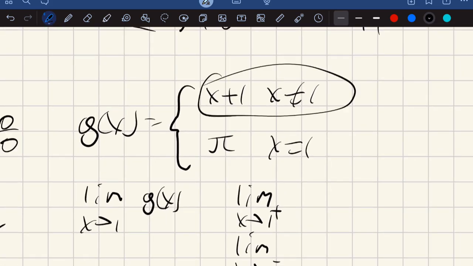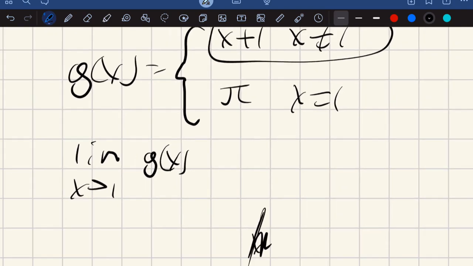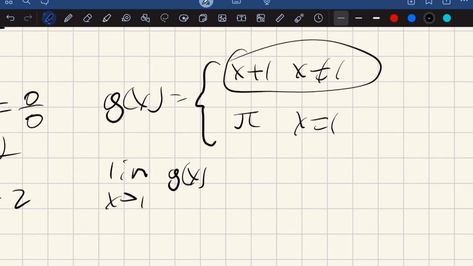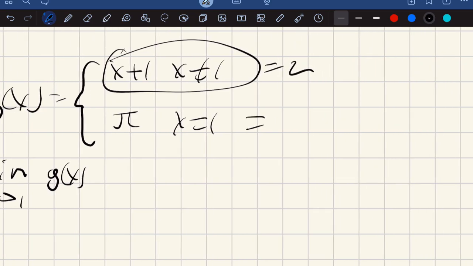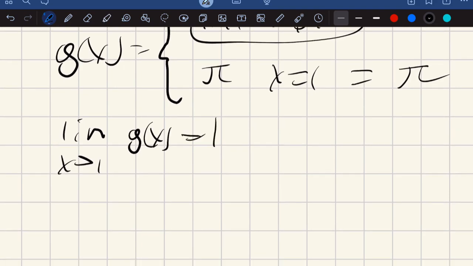Actually, no, wait. We just plug it into both equations, and we just see if it's the same. So if we plug into this equation, we get 2. When we plug it into this equation, we get pi. So the limit at 1 does not exist.